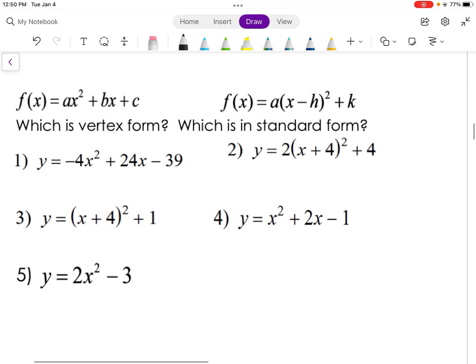Okay, so for just a second, before I start on that, I just want you to look at these 5 problems. I want you to pause the video, look at these 5 problems, and just decide which one of these are in vertex form and which one of these are in standard form, and then come back and we'll talk about it together.